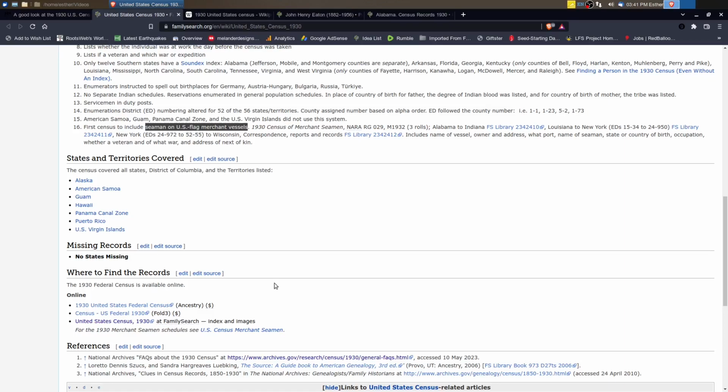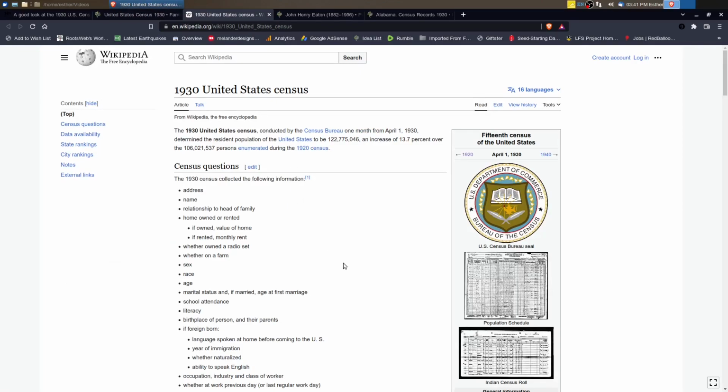We just cross our fingers and hope that we can find who we're looking for. And in most cases, I think everyone's probably there that was counted, but you just never know for sure. Let's go and look at Wikipedia.